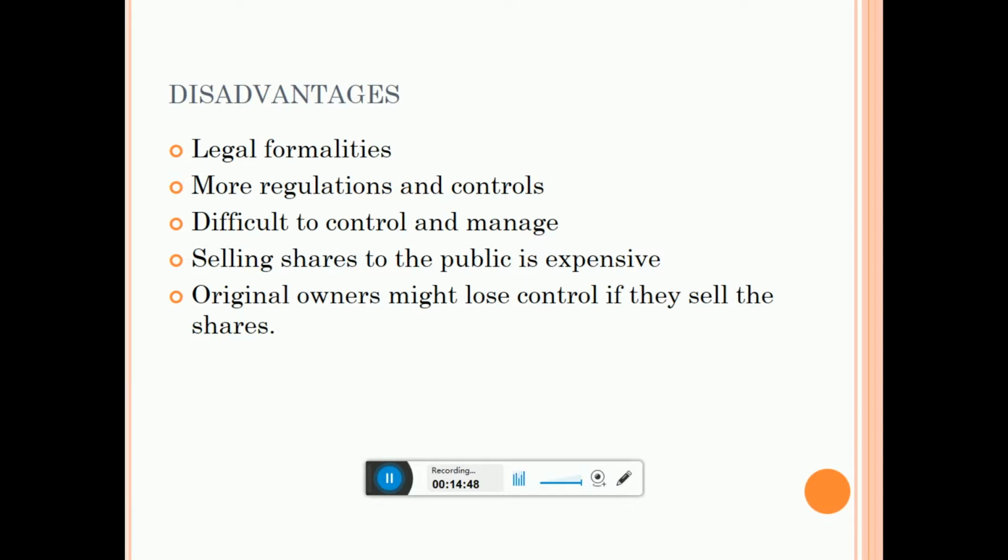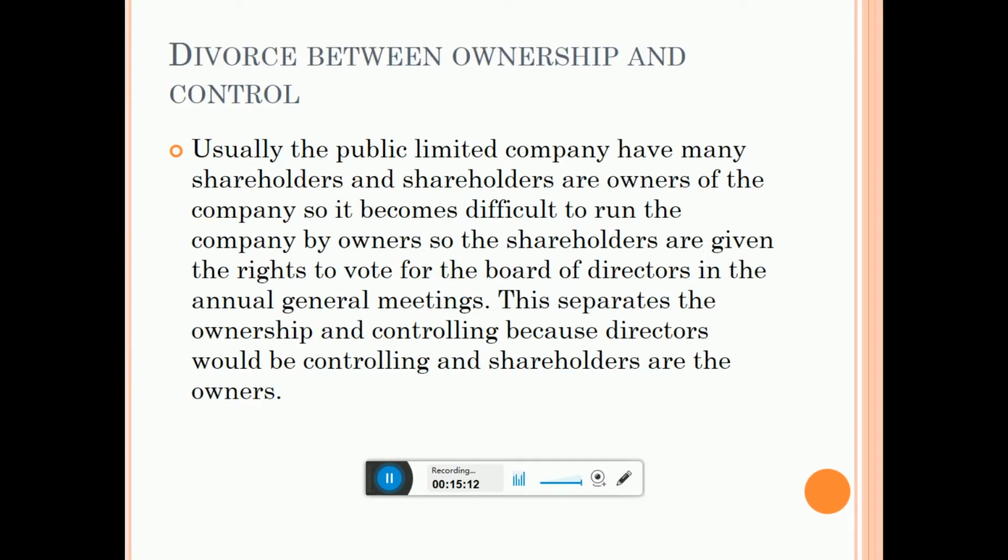Sometimes, if we want to sell shares, then we have to issue the shares to the public. The issuing cost of the shares is very high, that's why it is saying it is expensive. Original owners might lose control if they sell the shares. For example, I am the original owner and I have 10 shares. If I sell the 10 shares, then I have sold my ownership of the company, and I will lose control of the company.